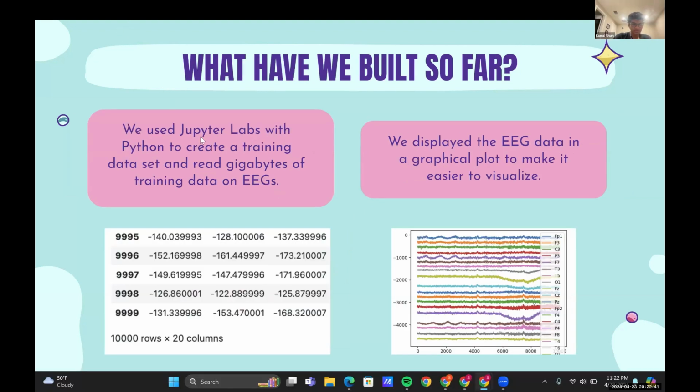So what have we built so far? We started our project recently, but so far we have been able to use a Jupyter Lab notebook coded with Python to read several gigabytes of training data on EEGs that we've obtained. We created a training set of data that will feed to a machine learning model, which will hopefully be able to, in the future, predict brain conditions based on new EEG values. We've also coded a program that displays the EEG data in a graphical plot to make it easier to visualize.